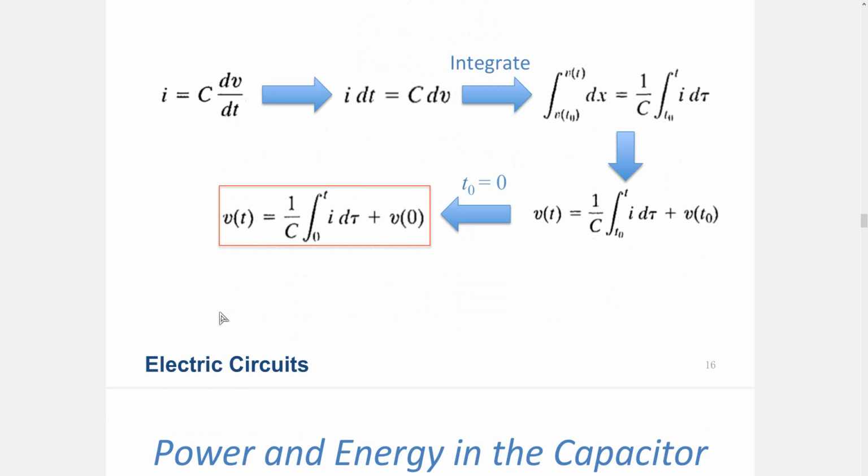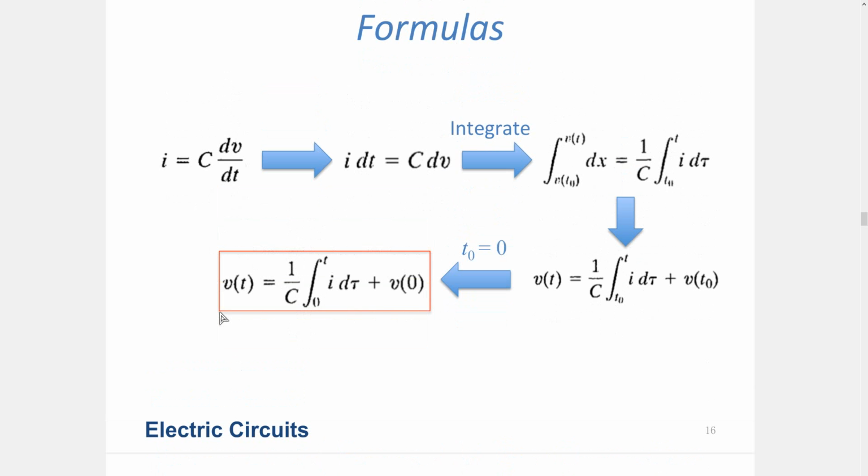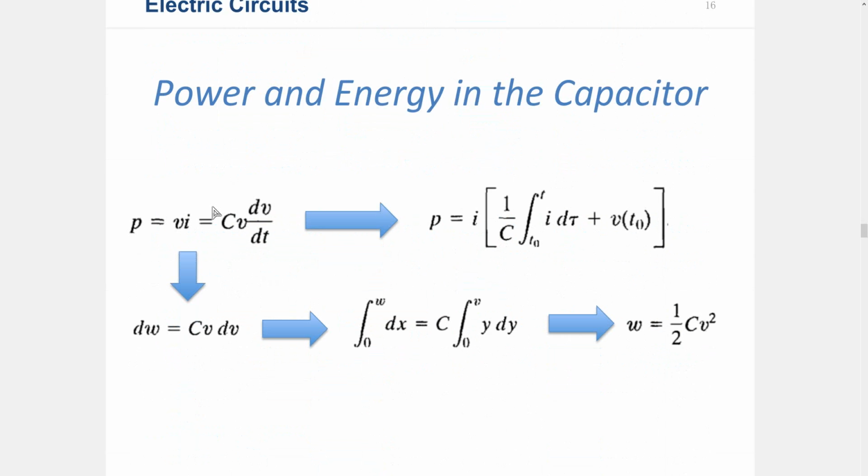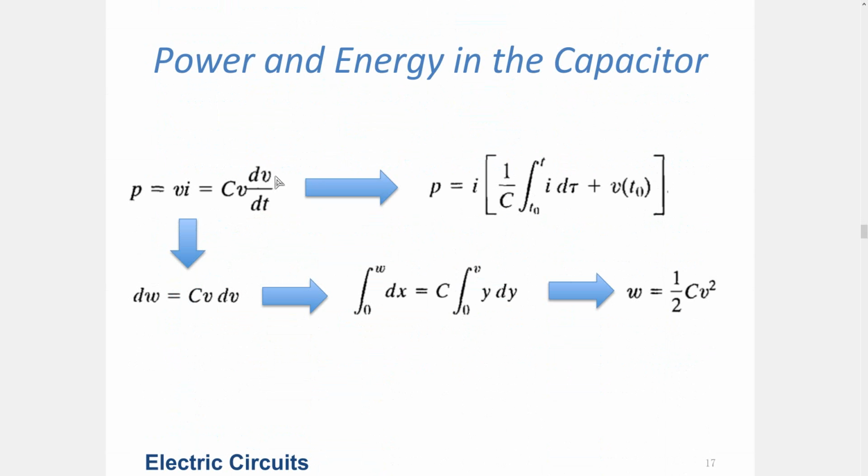After finding the voltage and current relationship, we can compute the power and the energy. If I multiply the voltage with the current, I can compute the power. And if I take the integral of power over some time interval, I can compute the energy stored in a capacitor. Let us take a look at it. As I mentioned, the power equals v times i.